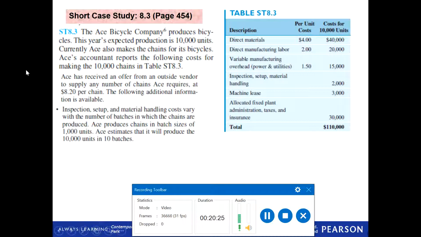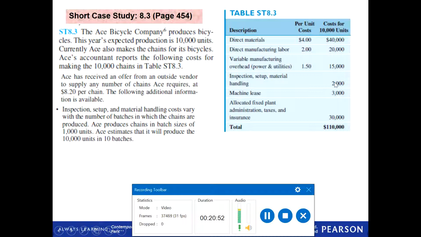Now, some other information. Inspection, setup and material handling cost, this number, this 2000, right? They basically vary. It's not fixed, they vary with the batches, meaning the groups, right? Ace produces chain in batch sizes of 1000 units. Ace estimates that it will produce the 10,000 units in 10 batches.